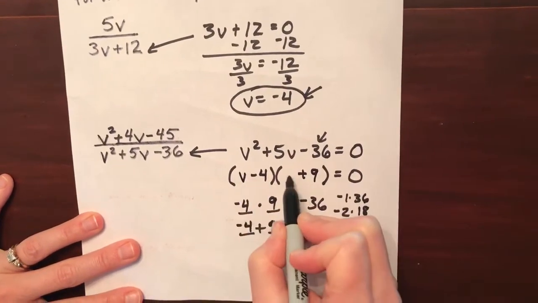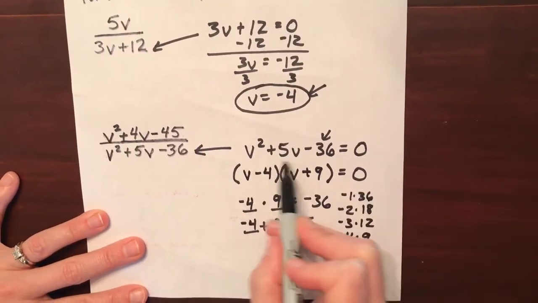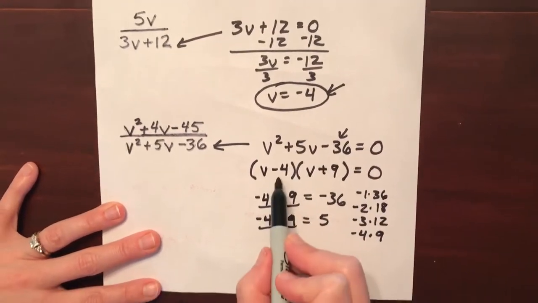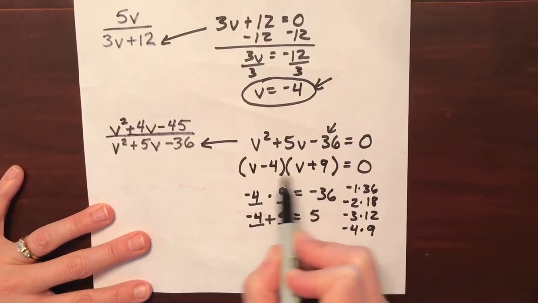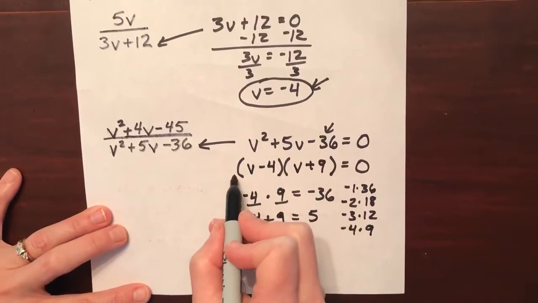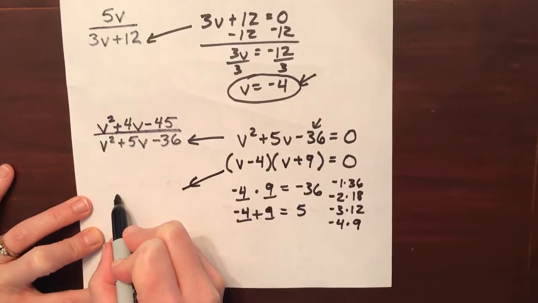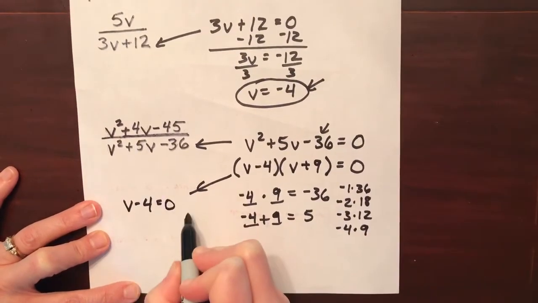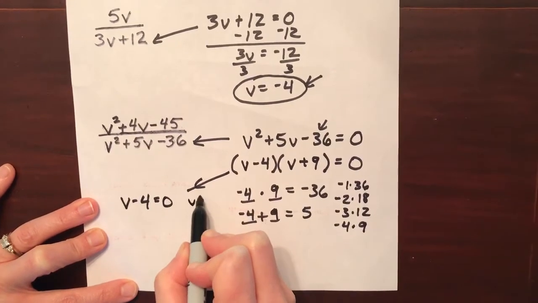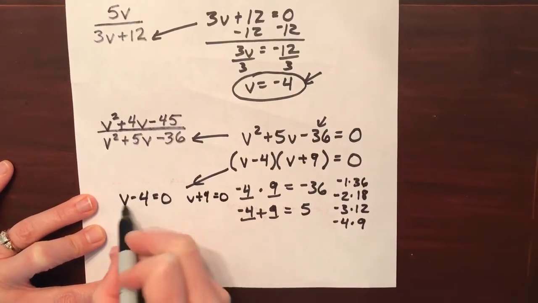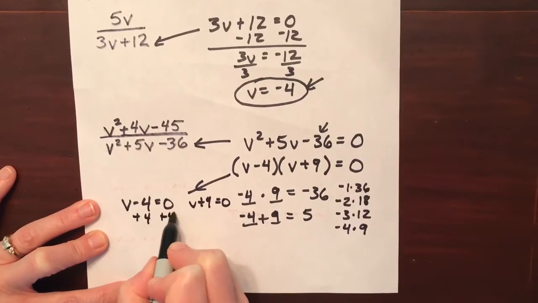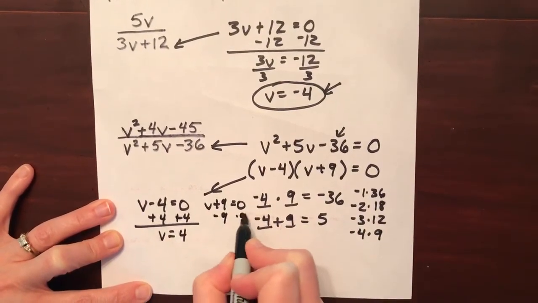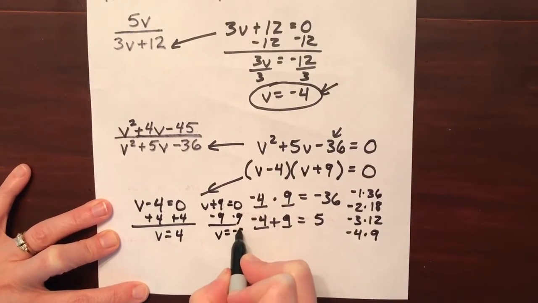And I put v and v here, so that if I were to FOIL this, this is the answer that I would get. Now that I know that this is the way that this factors, I can set each one of these quantities equal to 0. So either v minus 4 equals 0 or v plus 9 equals 0. In this case, the first case, we would have v equal to 4. In the second case, we would have v equal to negative 9.